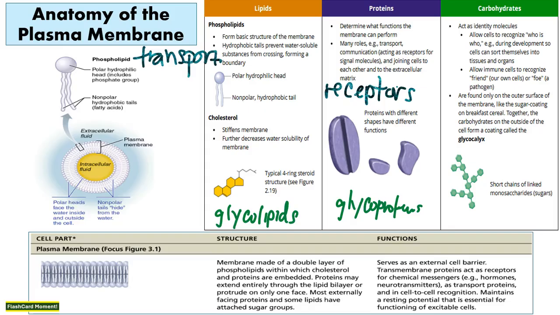If a message from the outside needs to get into the cell, that message, that happy hormone, will go around to the protein that has a receptor that can recognize it, and then that message can then go through and cascade down into the cell where it needs to be. So that's another beauty of proteins as well, as receptors.